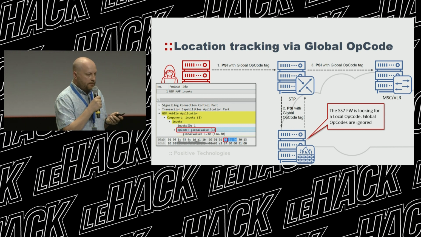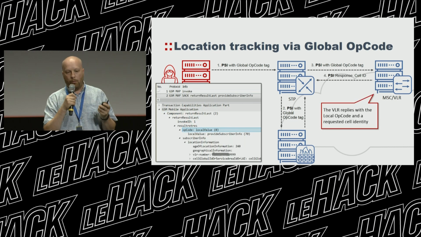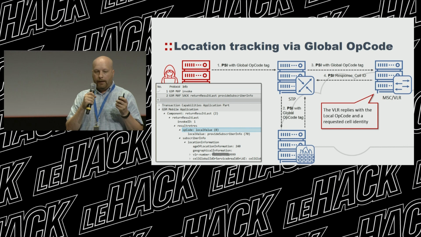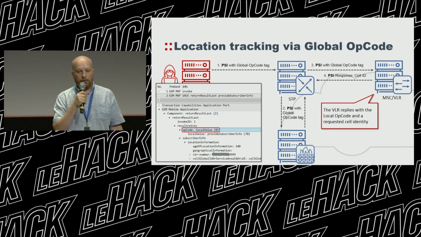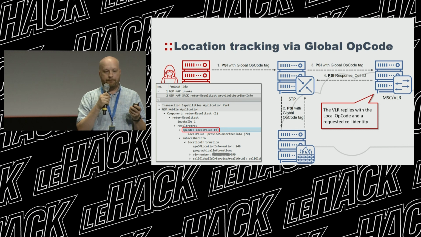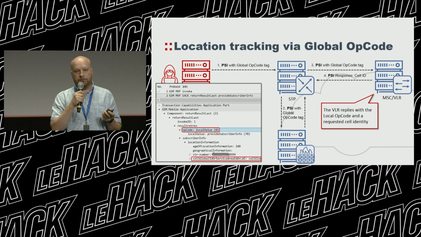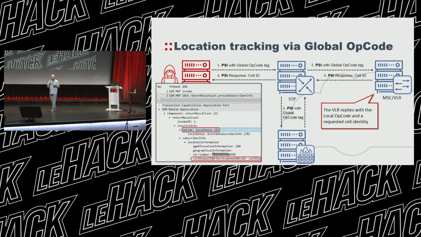And one more interesting thing, what is surprising, MSC replies with a normal response, and this normal response is with local operation code value. Also, this response contains information about cell identity. So, intruder receives information about subscriber's location. During our testing, we researched equipment of 4 different telecom vendors, and all of them work in this manner. All of them responded with local value when the request was with a global one.